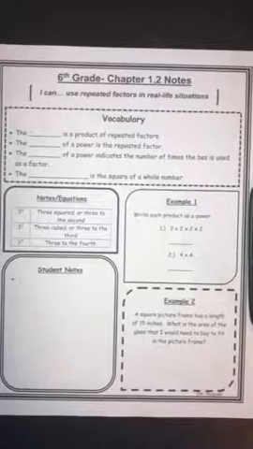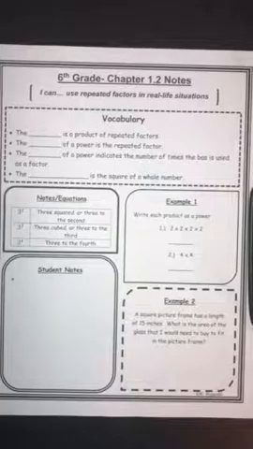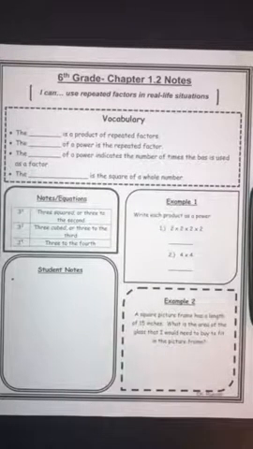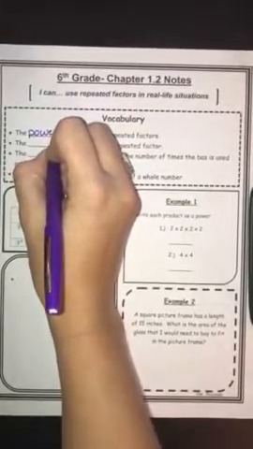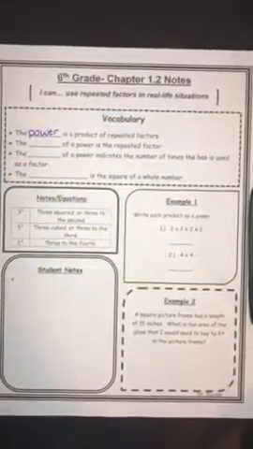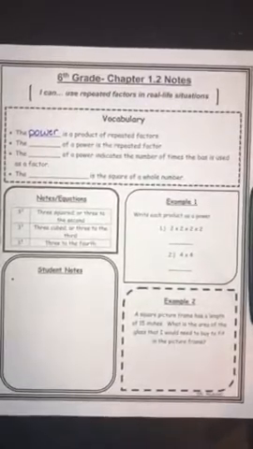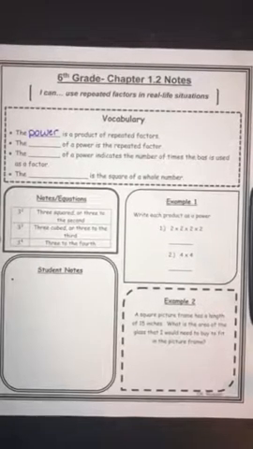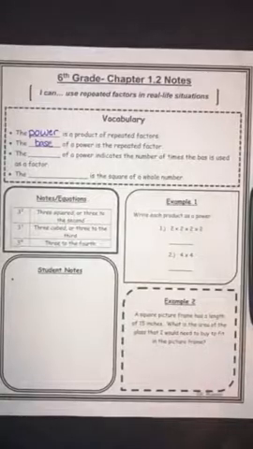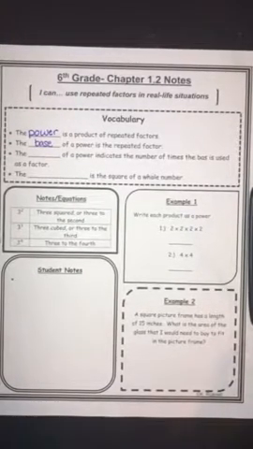So we first have 4 new vocabulary terms. The first vocabulary term says the blank is a product of repeated factors. The blank is the power. The power is a product of repeated factors. Your second vocab term is the blank of a power is the repeated factor, and that is the base. The base of a power is the repeated factor.